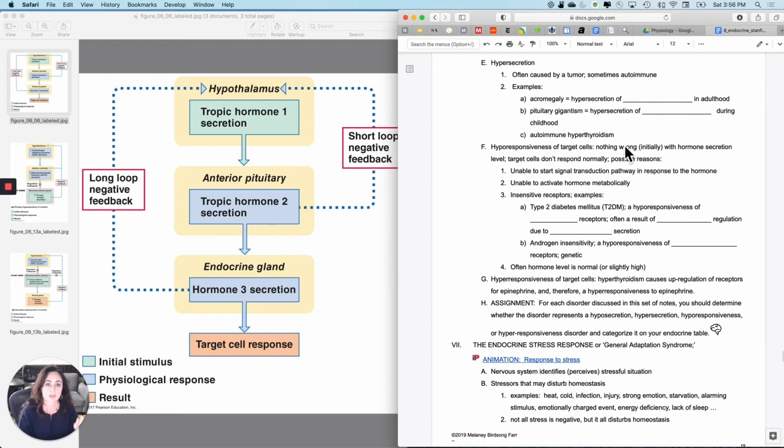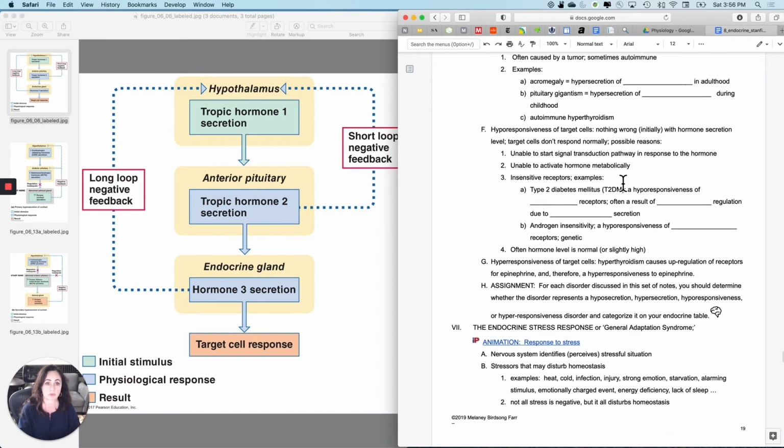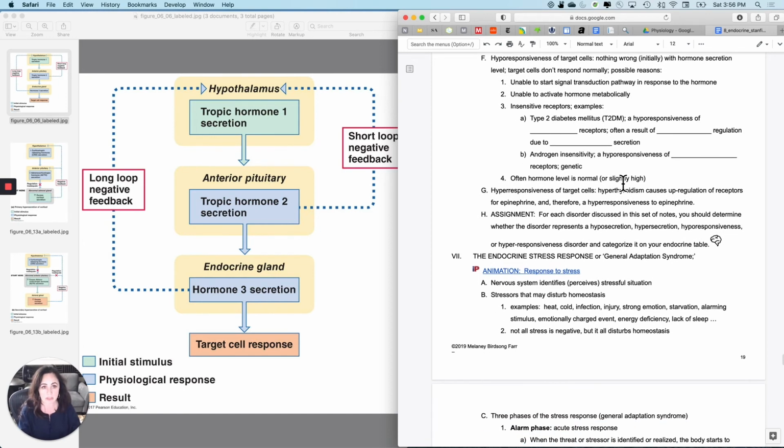Okay. So last, let's talk about hypo and hyper-responsiveness disorders. With hypo and hyper-responsiveness disorders, the problem isn't really the hormone secretion, the level. The problem is that the target cells are not responding normally. So what could be going on there? Well, you could have bad receptors or too few receptors, insensitive receptors. You could have a situation in which the receptor works just fine, but the intracellular processes that you're supposed to do after the hormone binds to the receptors aren't working. So unable to start the signal transduction pathways.